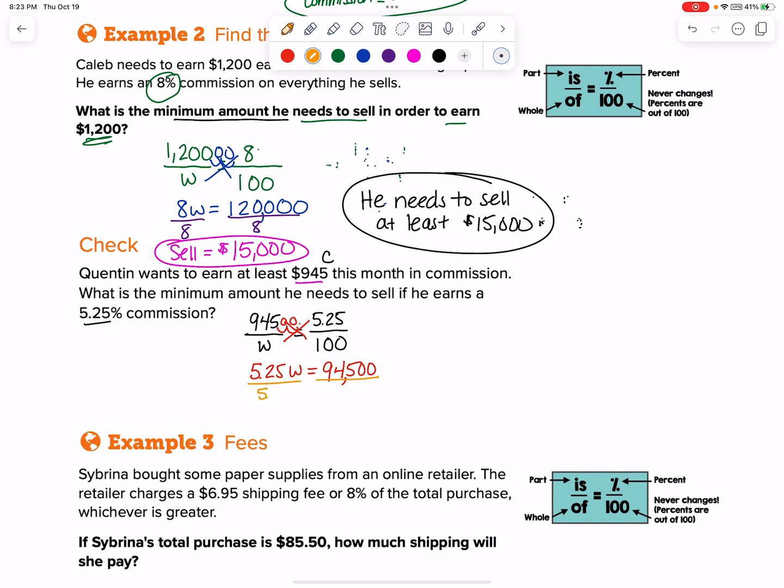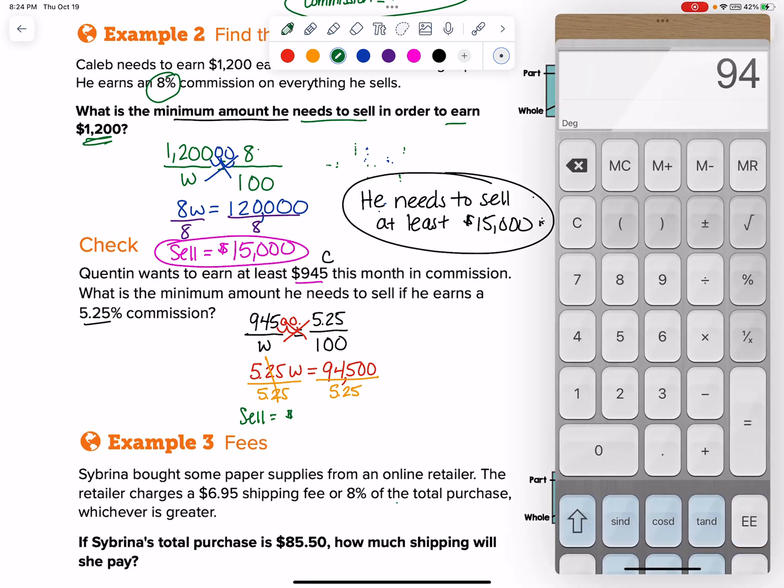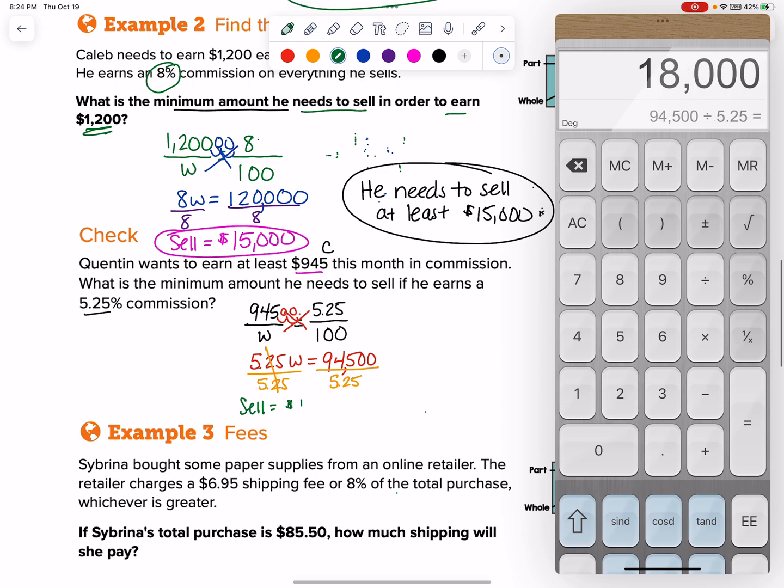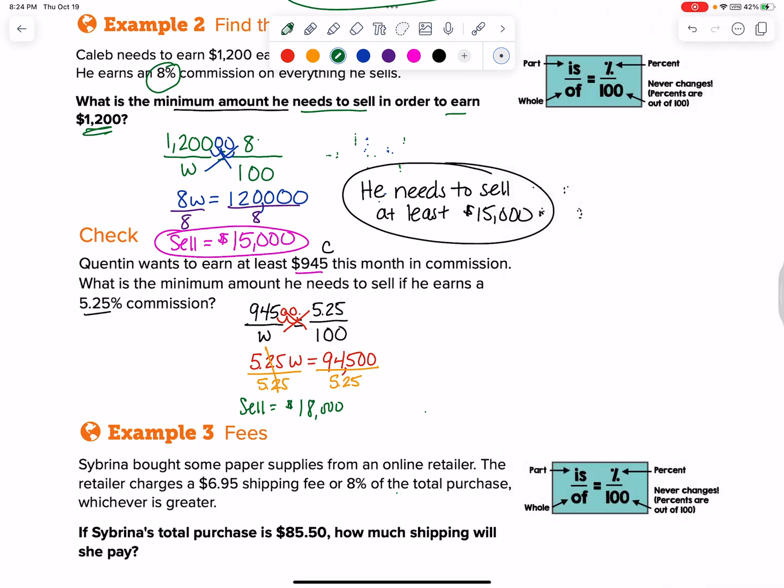Okay. All right, how do we isolate the variable? Divide both sides by 5.25, just like normal. Cross that out because that's what makes one whole. Okay. And what is the minimum amount he needs to sell if he earns that commission? Okay, well, for him to earn $945 commission, he needs to sell at least, and we got to figure that out. So, what does he need to sell? Let's do the division. 94,500 divided by 5.25, and we have he needs to sell at least $18,000. So let's go ahead and write that.